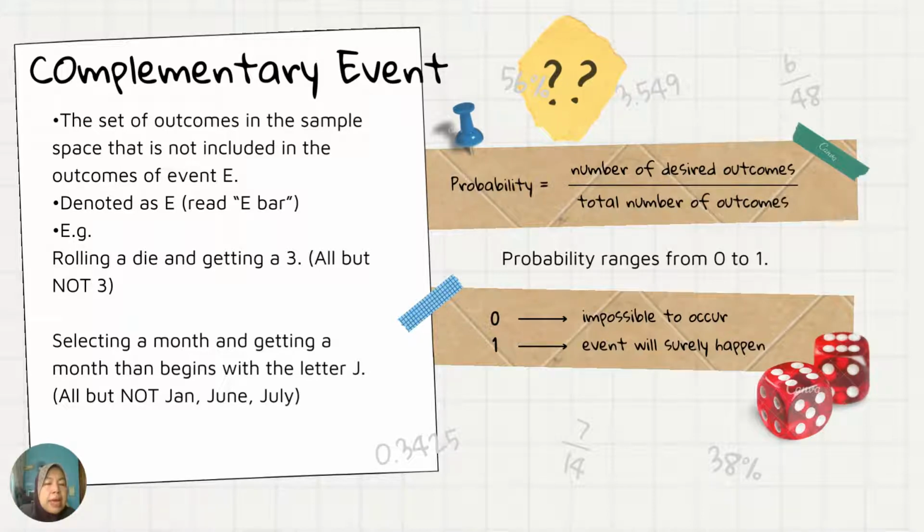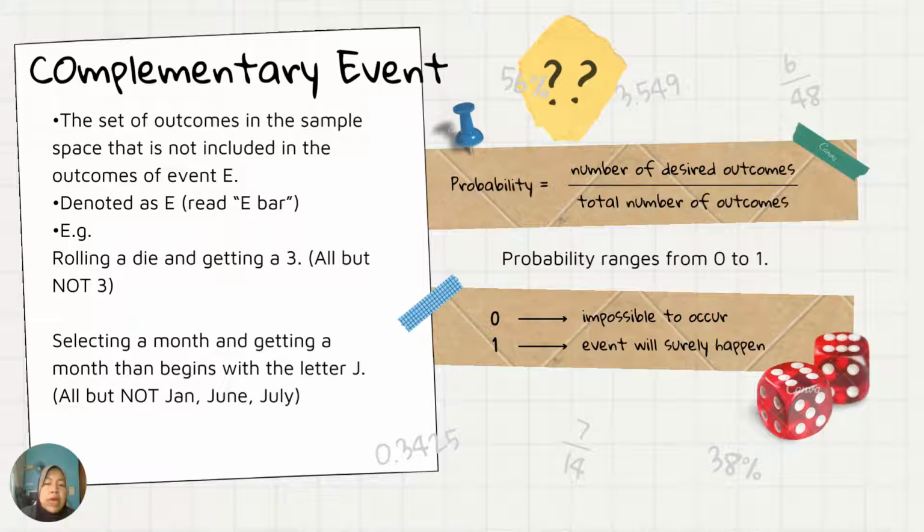All but not 3 means 1, 2, 4, 5, and 6. Selecting a month and negating a month that begins with the letter J, means all but not January, June, and July. That means February, March, April, May, August, September, October, November, and December. Okay, so that one is a complementary event. This is refreshing the probability concepts that we already learned last week, right?